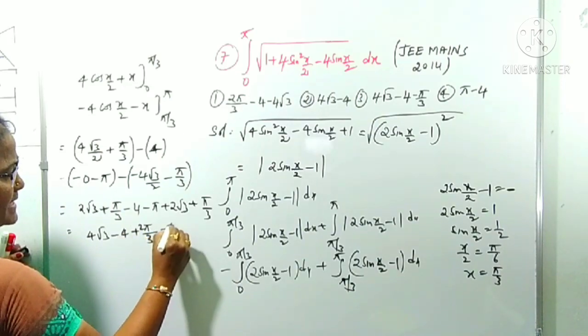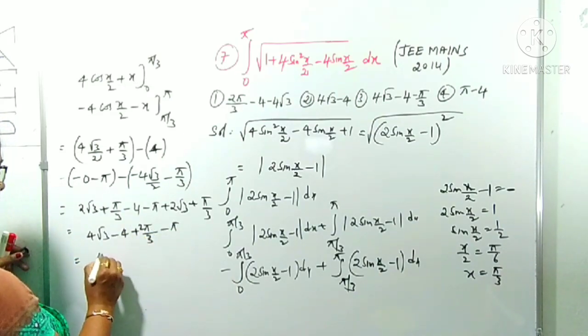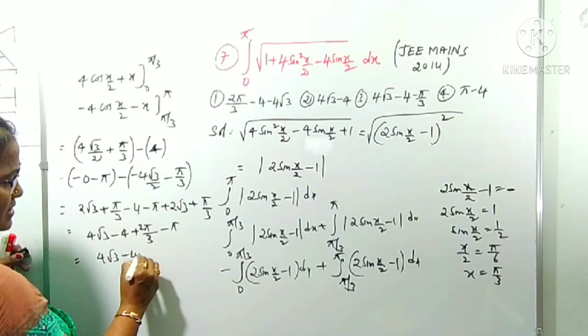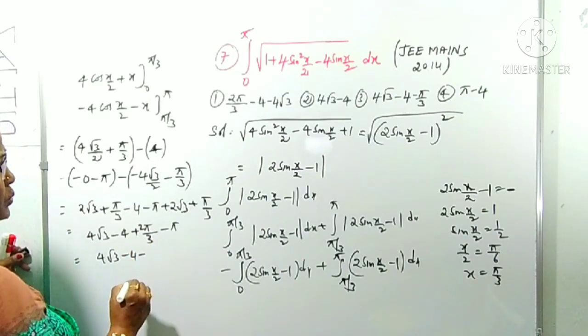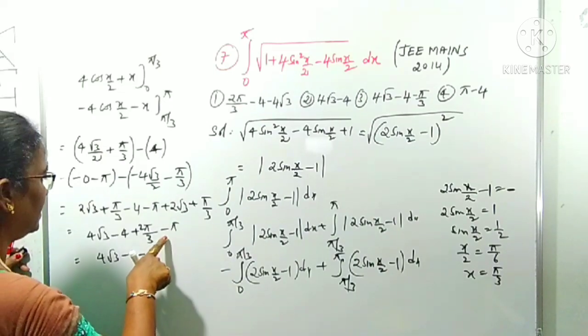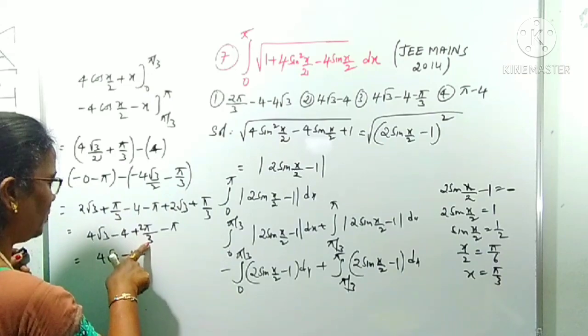2 pi by 3 with minus pi. Right? Now this is 4 root 3 minus 4. 2 pi by 3 minus pi is how much? Minus pi by 3, minus 2 pi by 3. What is that answer? We'll check it here. Minus 2 pi by 3.